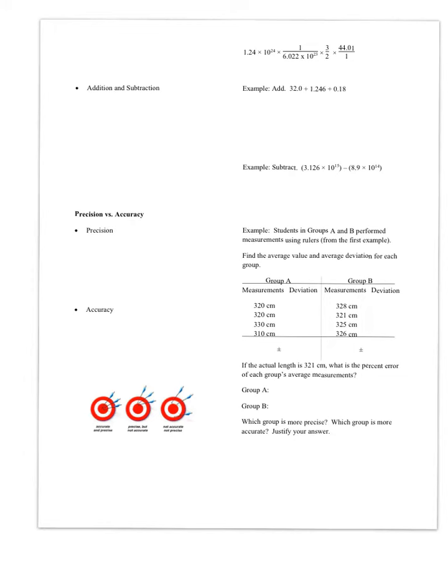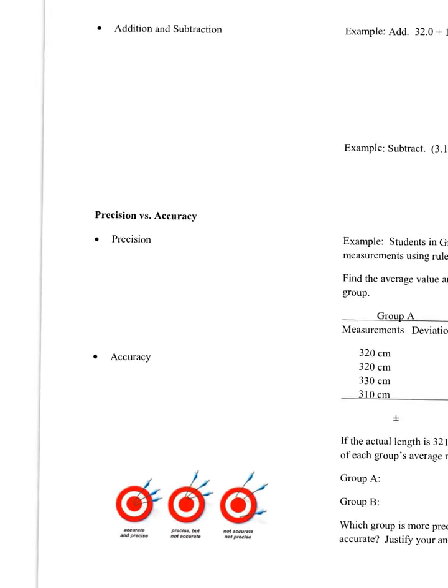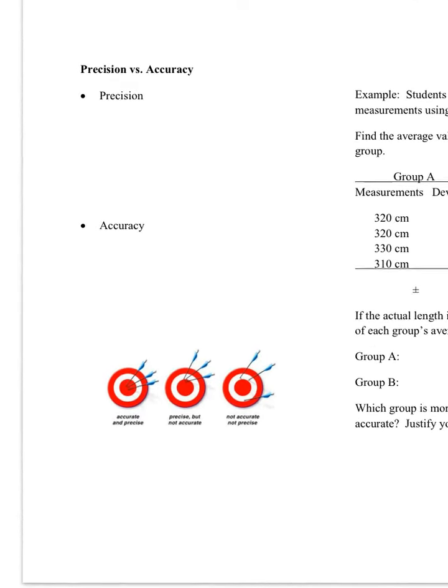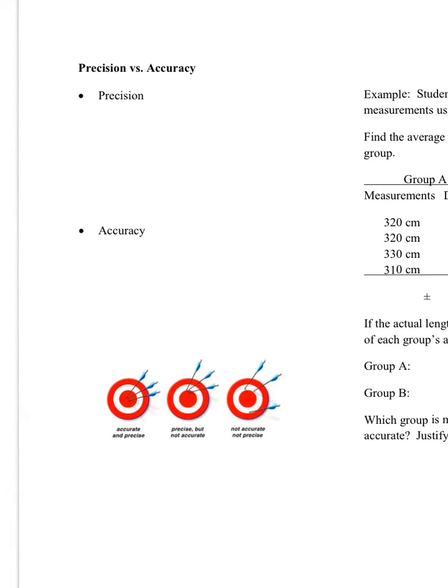Okay, so in this segment we're going to talk about the differences between the terms and the quantification of precision and accuracy. So I'm going to zoom in here a little bit again. We're on the back side. The notes, precision versus accuracy.